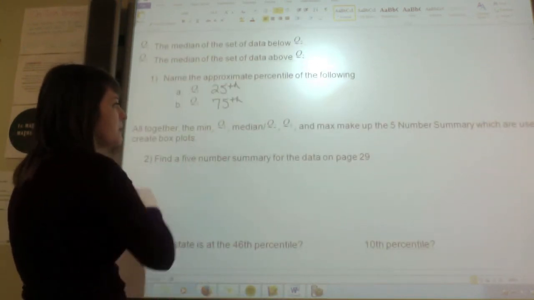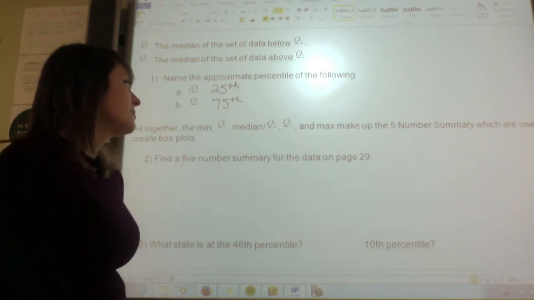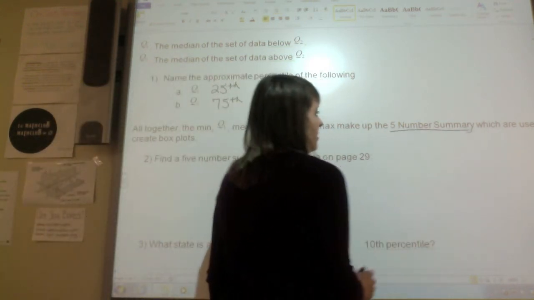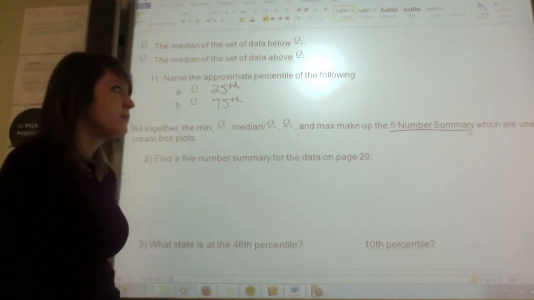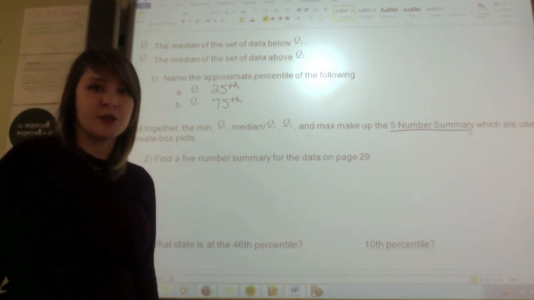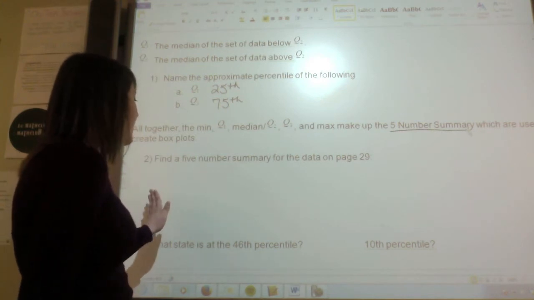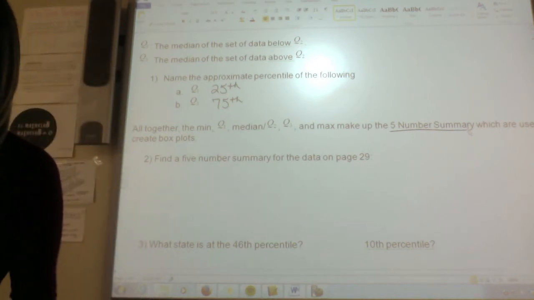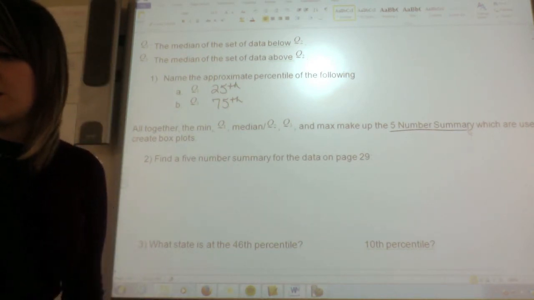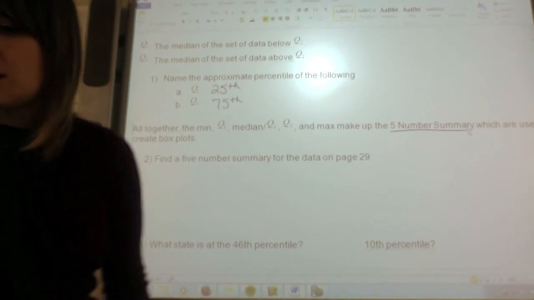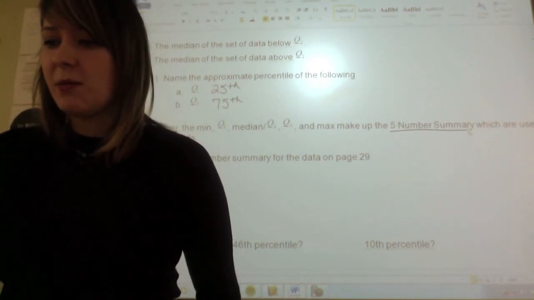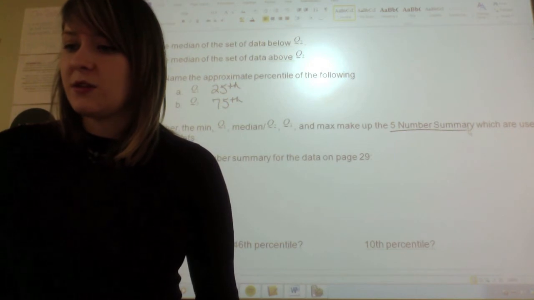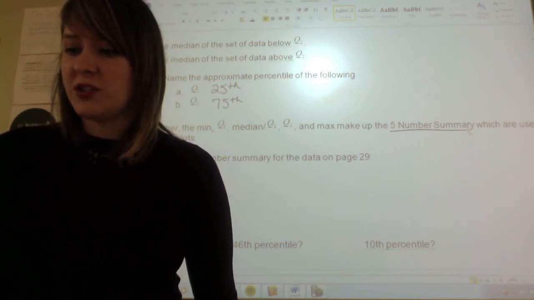Altogether, the minimum, Q sub 1, median or Q sub 2, Q sub 3, and the maximum make up what's called a 5-number summary. A 5-number summary is what you're going to use to make box plots, okay, or another way of saying it is box and whisker plots. So if we want to find a 5-number summary for the data listed on page 29, we have a whole bunch of states, and we have the basic yearly student charges for room, board, and tuition in public colleges by state. Okay, so we've got the charges, and then we've got the states going from our smallest charge to our largest charge.